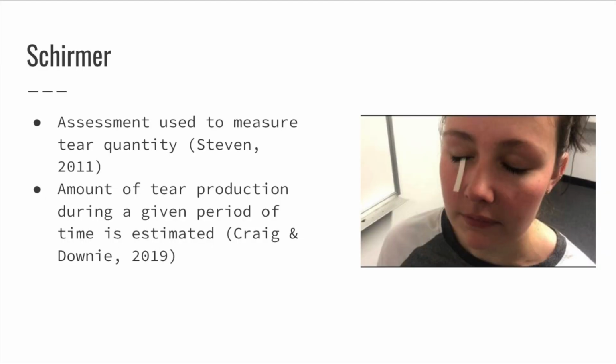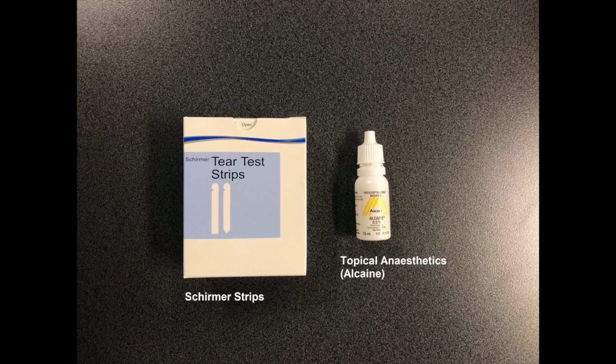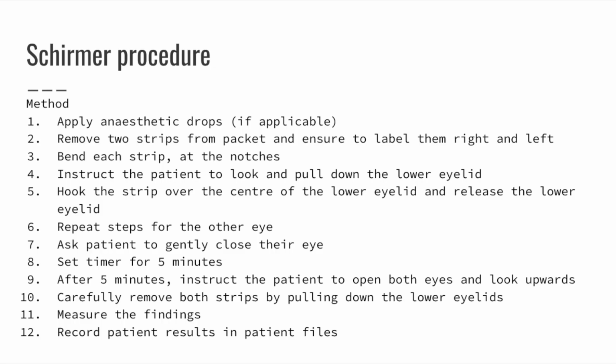The Schirmer test is an assessment used to measure tear quantity in patients with suspected dry eye. This is achieved by estimating the amount of tear production during a given period of time. Essential tools required for the Schirmer testing method consist of Schirmer test strips, a device to keep track of testing time, such as a stopwatch, a ruler used to measure moisture on the strip at the end of the test, and alkane drops used for local anesthetic. Here is an overview of the procedure of the Schirmer test, which will be explained via video footage.